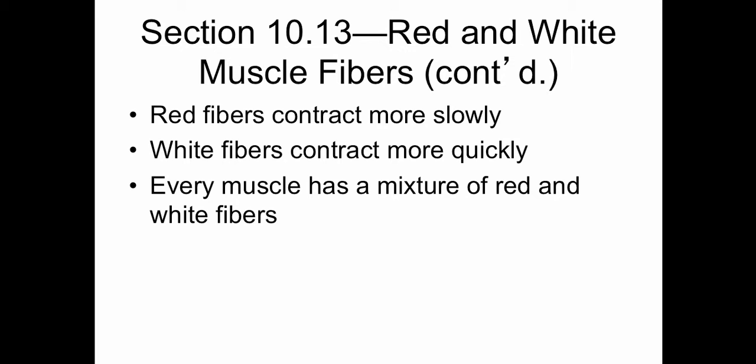Red fibers contract more slowly, white fibers contract more quickly. Every muscle has a mixture of red and white fibers.